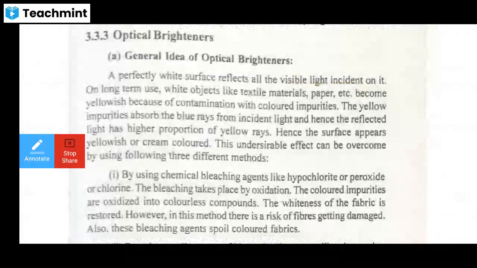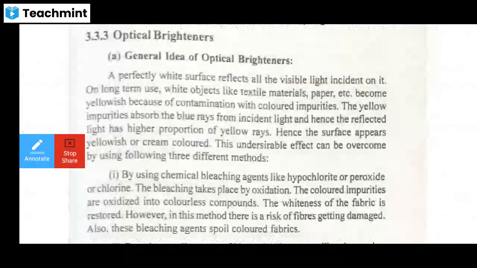Next is the optical brightener. What is a brightener? A brightener is used to visualize that particular fiber, to increase the sharpness, because the surface of that particular fiber reflects the light. As it reflects more, it has more brightness.